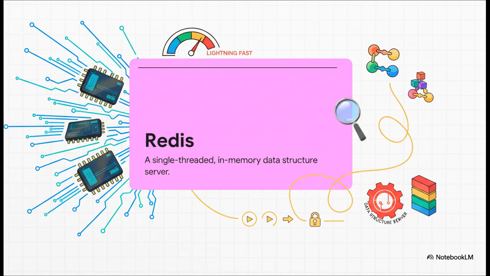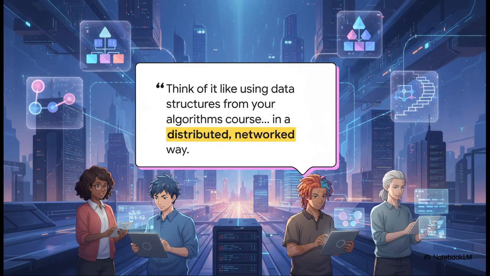But the real magic is in that last part, data structure server. Yeah, exactly. This is the key insight. Redis isn't just some dumb box where you store a key and a value. No, it's way smarter. It lets you use all those fancy data structures you learned about in school, like lists, sets, and hashes, but on a huge, distributed network. It's a total game changer.